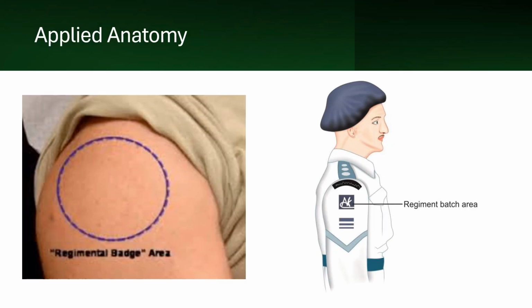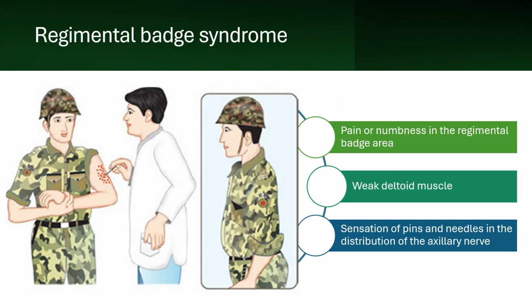The area of cutaneous supply of the axillary nerve is also known as the regimental badge area. So this is because traditionally the badges were placed on the uniforms in this area. So in injury of the axillary nerve, we see certain signs and symptoms in the regimental badge area, which we call the regimental badge syndrome.